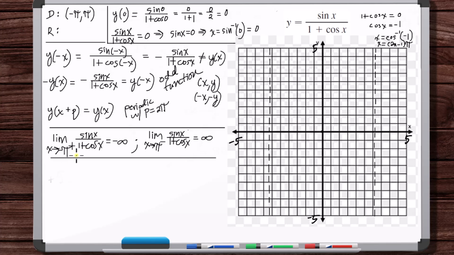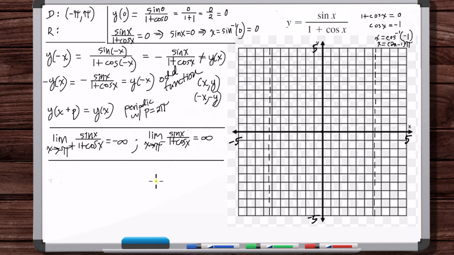Okay. Next, we know what the behavior is, so let's draw this behavior as well. So as x approaches -pi from the right, it goes to negative infinity. So we'll be doing it like that. And then as x approaches pi from the left, it goes to positive infinity. So it'll be doing it like that. In fact, I'm just going to leave that off for now.